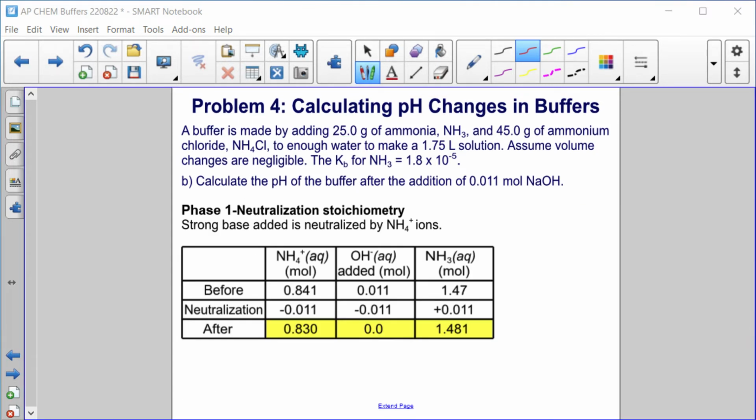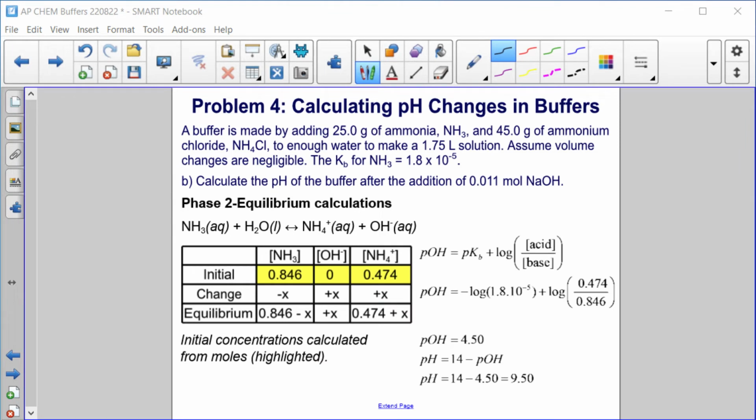Part B, calculate the pH of the buffer after the addition of 0.011 moles of sodium hydroxide. So sodium hydroxide is a strong base, which is neutralized by our acid NH4+. And remember that when these neutralization reactions occur in buffers, all of the addition of strong base is neutralized. So this is the number of moles before. Go back one slide and just compare the number of moles. All of the strong base is neutralized. Here's what we're left with in terms of moles after the neutralization. This will become important in the next step when we talk about equilibrium.